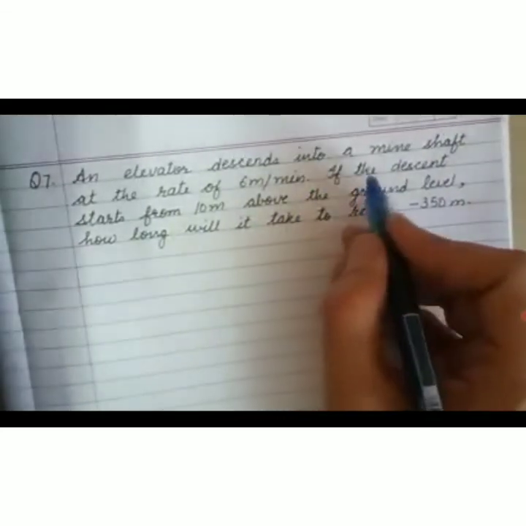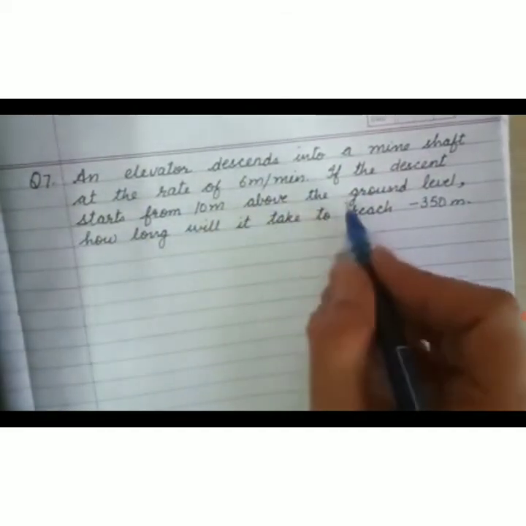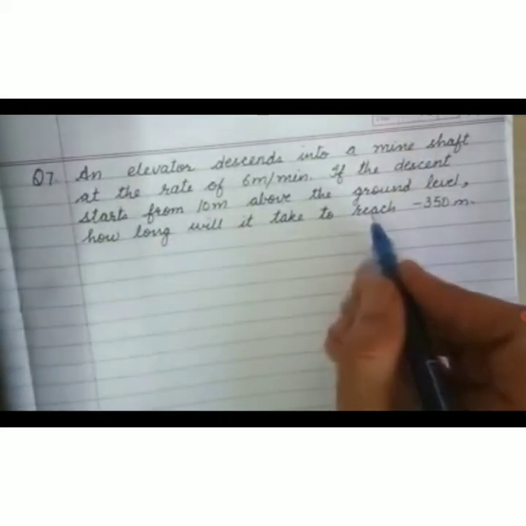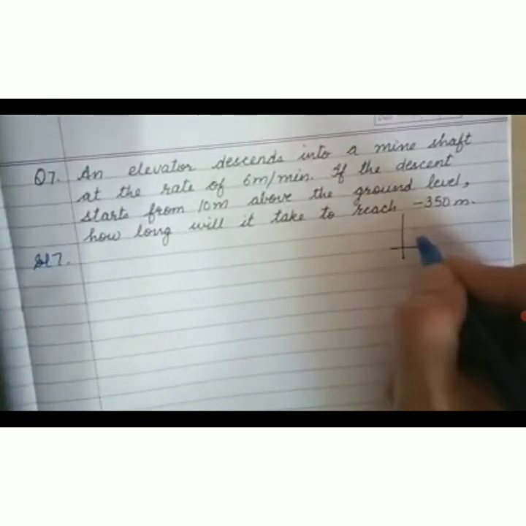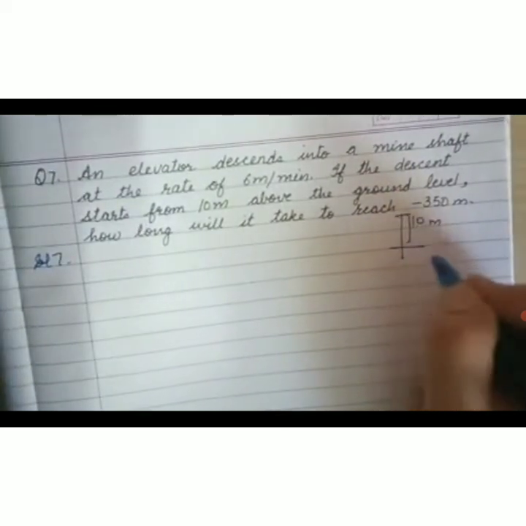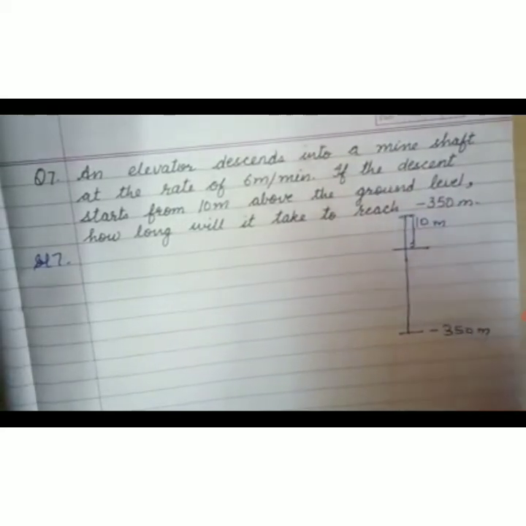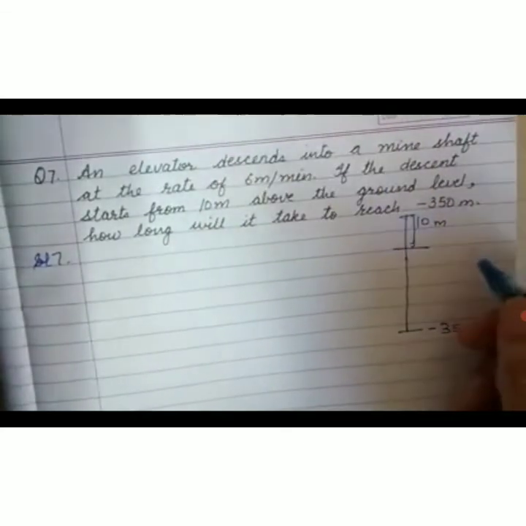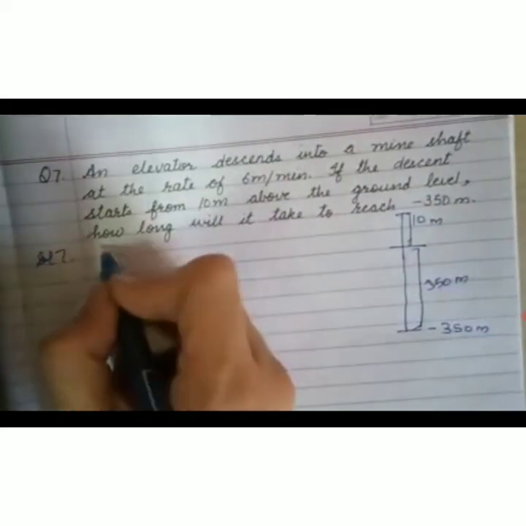Let's move on to the last question. An elevator descends into a mine shaft at the rate of 6 meters per minute. If the descent starts from 10 meters above the ground level, how long will it take to reach minus 350 meters? See here in this diagram: 10 meters high, and a 350 meter depth, so it is minus 350 meters. We always show depth in negative integers, in meters.